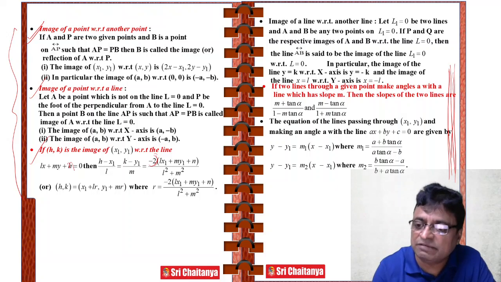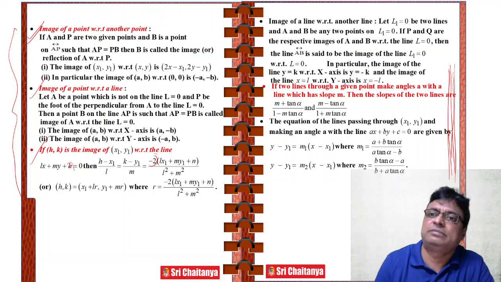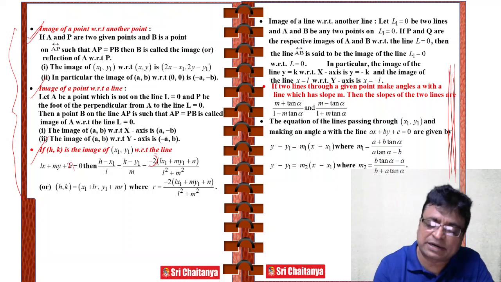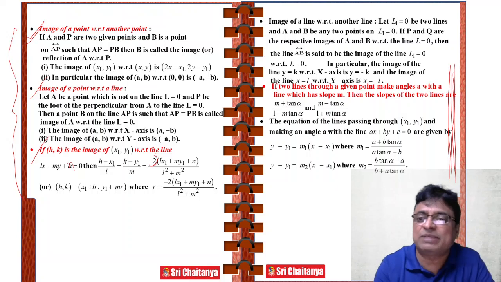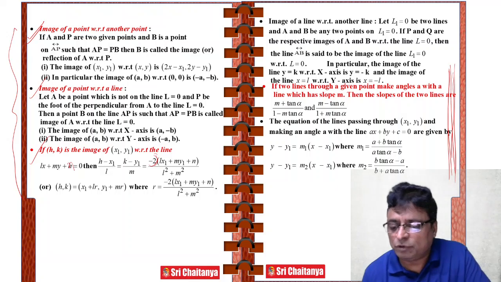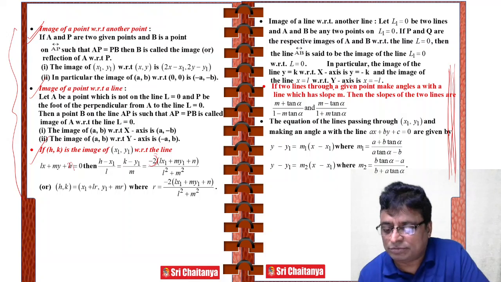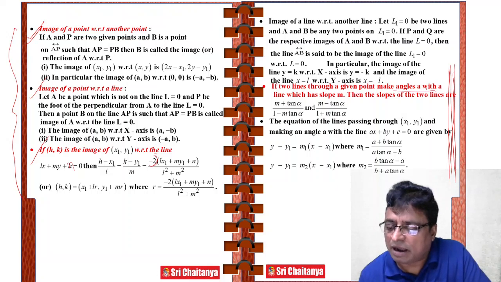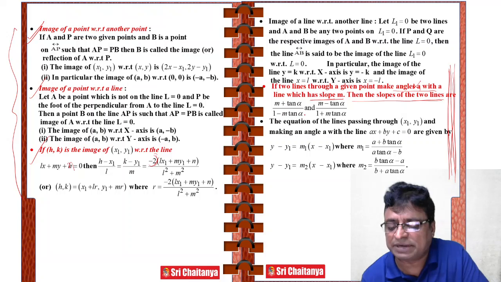And the image of a line with respect to another line, or the image of a vector with respect to another vector, thereby the angular bisector theory comes into the picture. If two lines through a given point make an angle alpha with a line with slope m, then the slopes of the other two lines are (m plus tan alpha) by (1 minus m tan alpha) and (m minus tan alpha) by (1 plus m tan alpha).